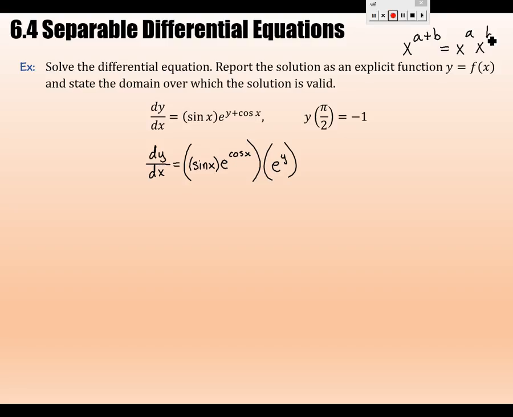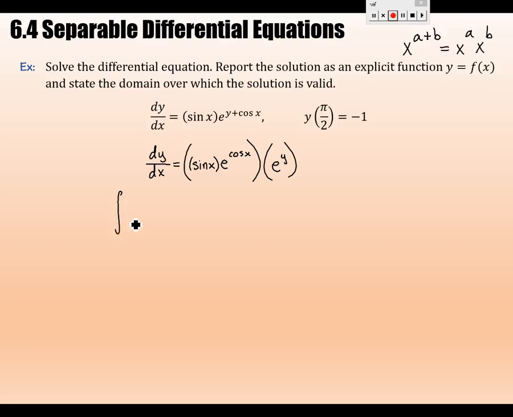Yeah. So that's the property I'm using to say that e to the y plus cosine x is just e to the y times e to the cosine x, yes? And then I just use some parentheses for decoration, because I want to really emphasize that this has been separated in a nice way here. All right, so now I think we're ready to do some integration.